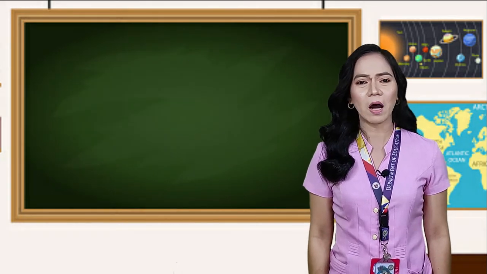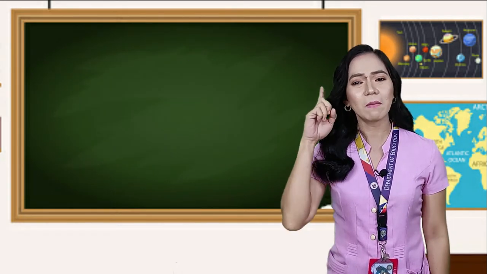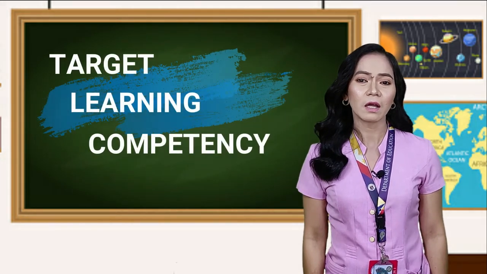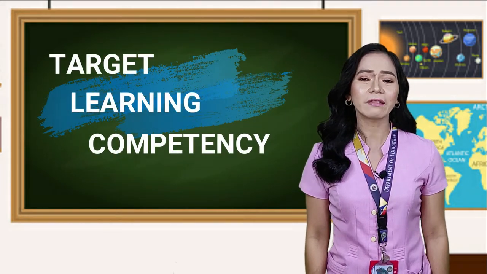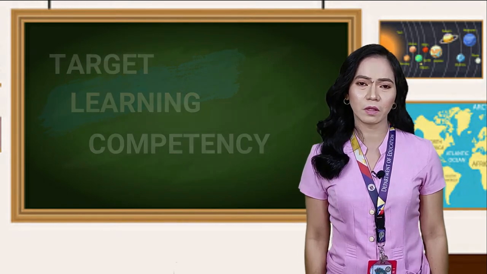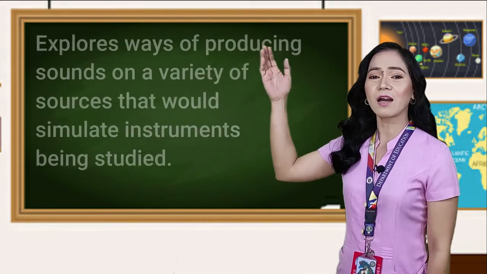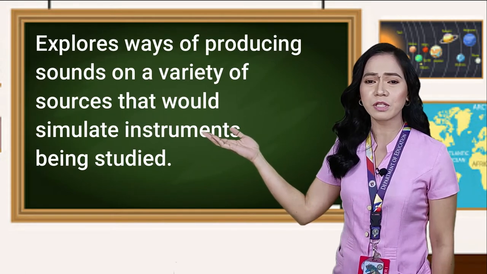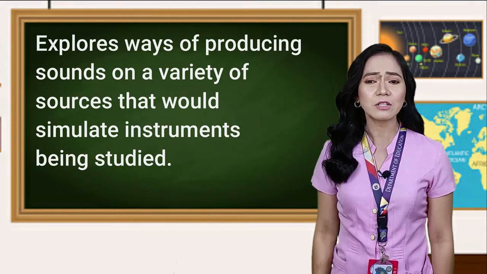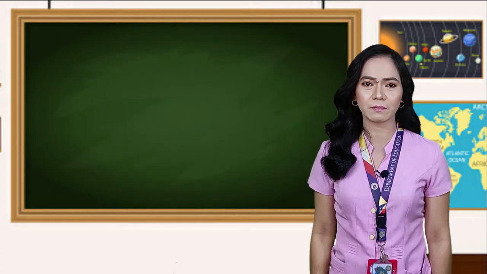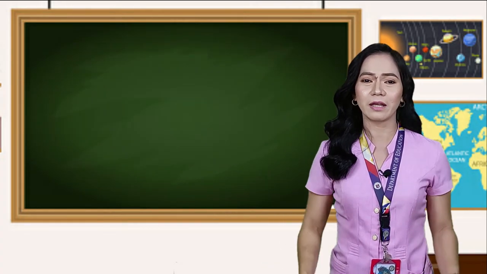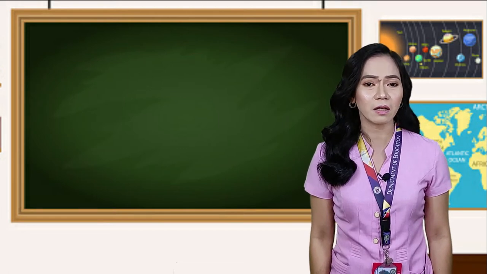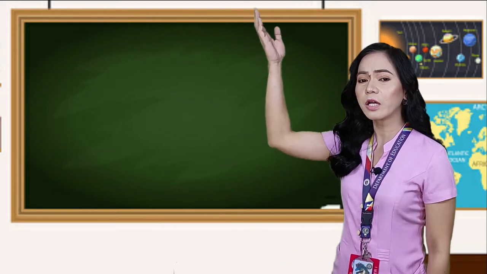To know more about the topic, we must also learn about our target learning competency that needs to be achieved at the end of this lesson, which is to explore ways of producing sounds on a variety of sources that would simulate instruments being studied. For you to be guided with a lesson of the music of South Asia and the Middle East, here are the objectives.